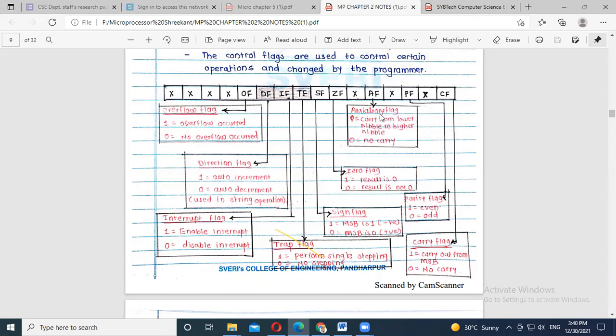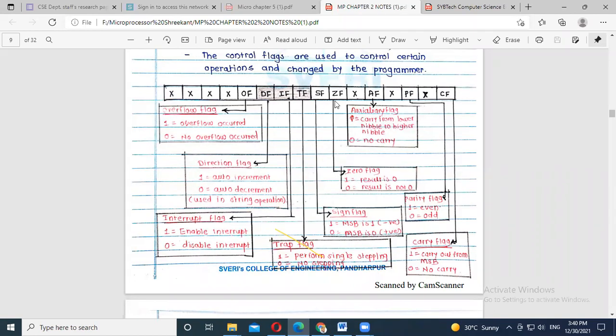AF means auxiliary carry flag. In that auxiliary carry flag, 1 means there is a carry from the lower nibble while doing addition or subtraction. When there is a carry from the lower nibble, it becomes 1. That time you say the flag is enabled. Otherwise, there is no carry from the lower nibble, so no carry. It means that the auxiliary carry flag is not enabled.